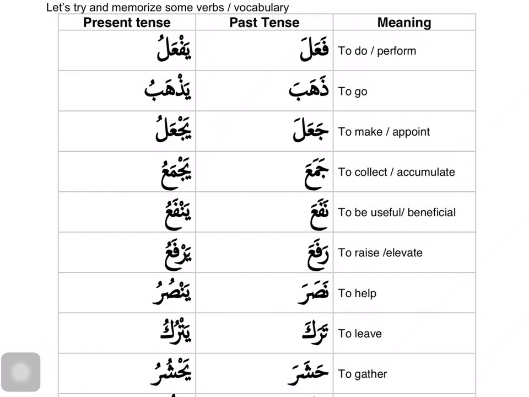Fa'ala yaf'alu. It means to do, to perform. Fa'ala yaf'alu, to do. Dhahaba yadhhabu, to go. Ja'ala yaj'alu, to make, to appoint, to place. Jama'a yajma'u, to accumulate, to gather. Nafa'a yanfa'u, to benefit.